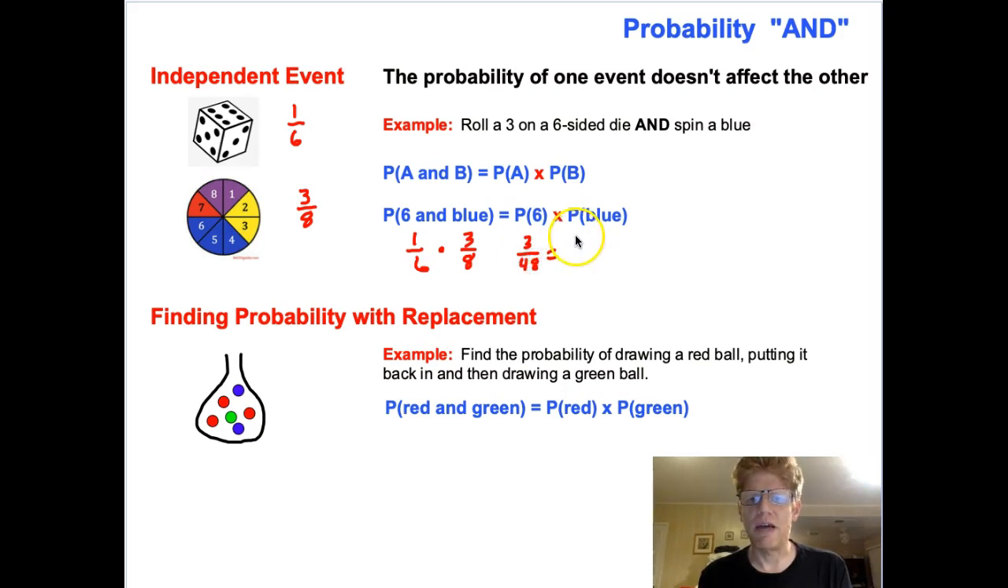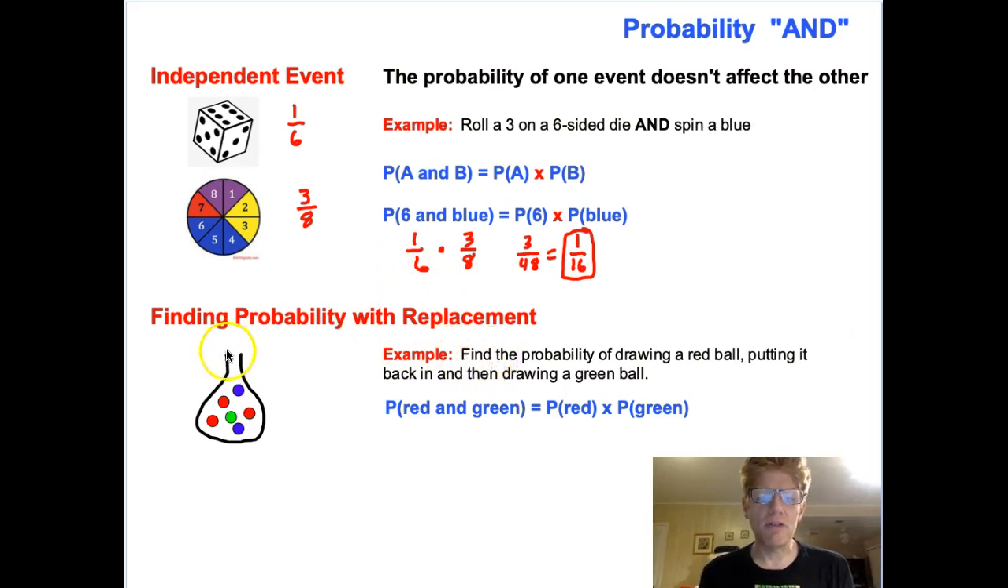Or we could simplify it, and 3 will go into 3 one time, and 3 will go into 48 16 times. So 1/16 is our probability. But remember, we have to multiply them together. Now remember probability using "and," we're usually going to be talking about getting one thing and then getting another thing immediately afterwards. And that brings in the issue of replacement.